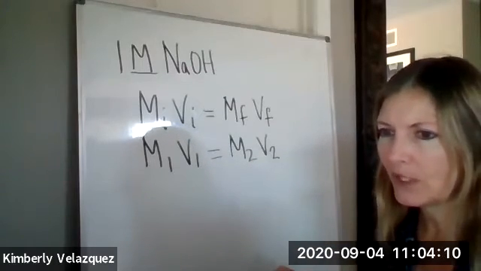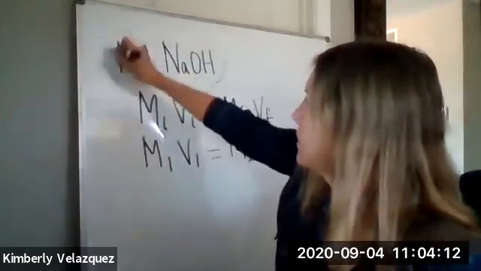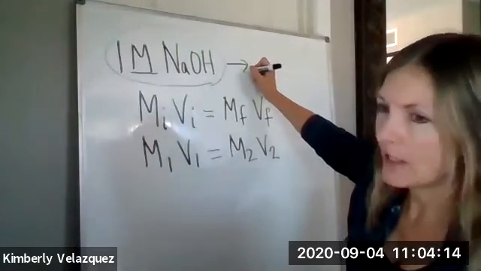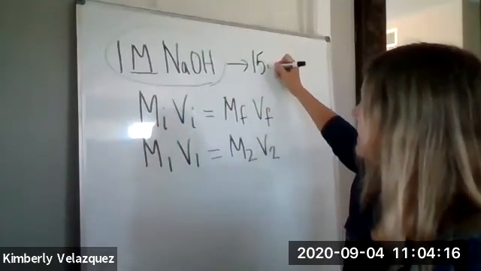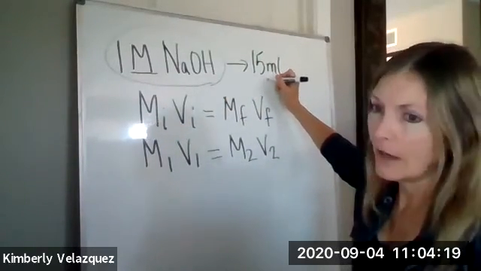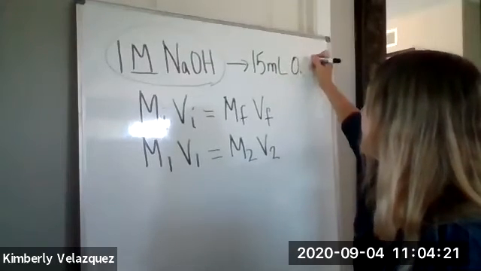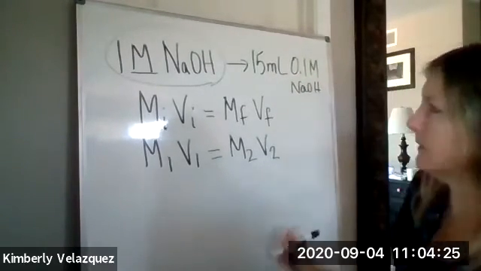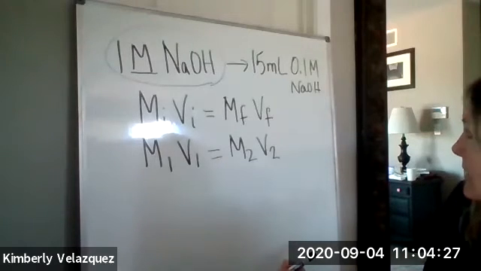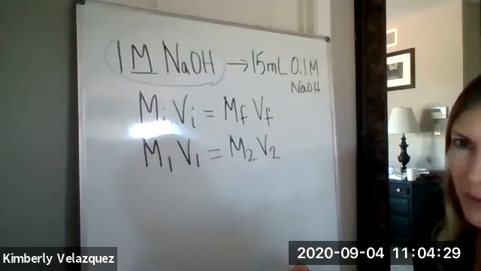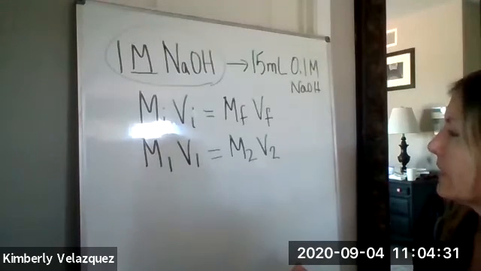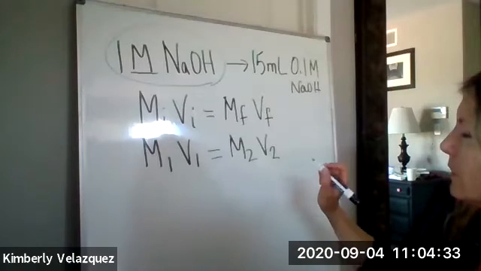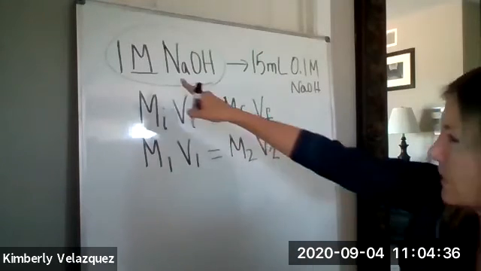In this specific question, it's saying you want to take your 1 molar sodium hydroxide and you want to make 15 milliliters of 0.1 molar sodium hydroxide. So now all we have to do to find out how much sodium hydroxide we would add is we want to just compare these numbers in a ratio.